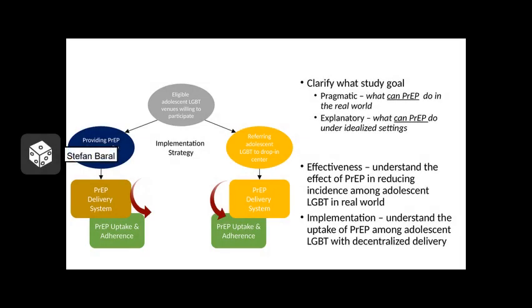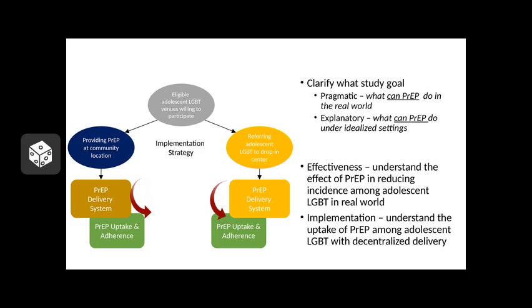So also just to give an example of a randomized control trial. In this hypothetical example, you have eligible adolescent LGBT-oriented venues that are willing to participate. And you have these two different strategies. In the one strategy, you want to provide PrEP at that community location. In the other strategy, you're referring adolescents to a drop-in center to get PrEP. You're still going to deliver PrEP. It's not about evaluating PrEP. It's about how you're delivering PrEP. And your evaluation may be about PrEP uptake and adherence.